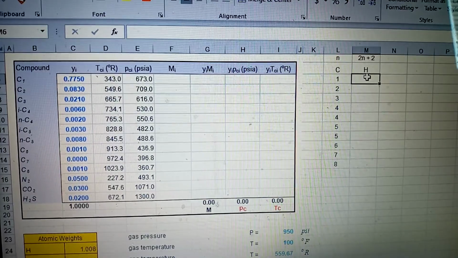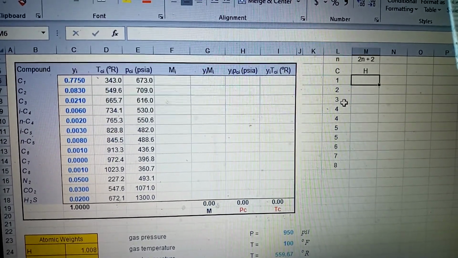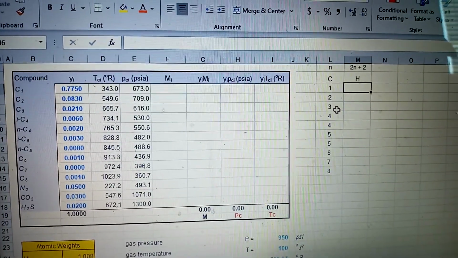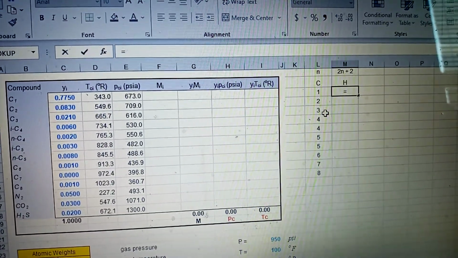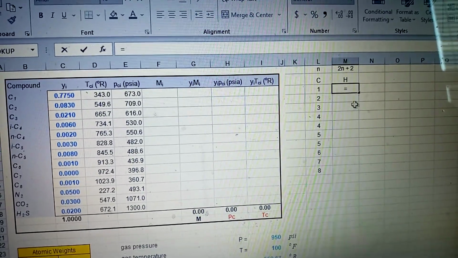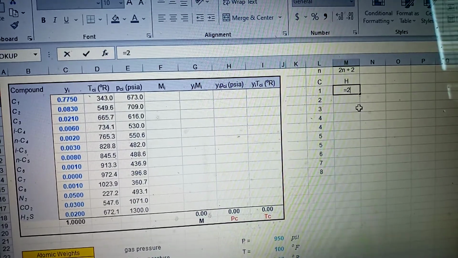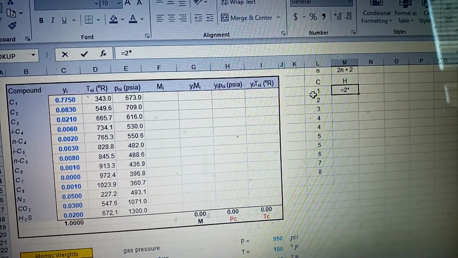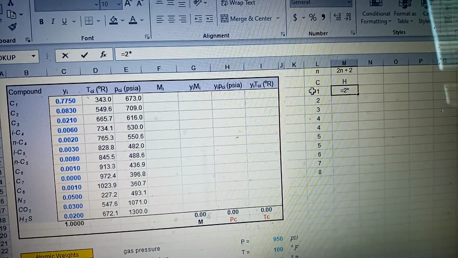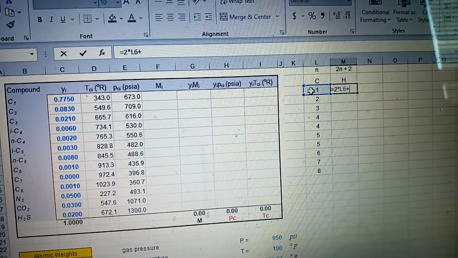So in Excel, you put the formula there. You click on that. To put a formula in Excel, you have to start with equals. So I put equals. Then I do 2 star, that's multiplied by the number of carbon. So I will just click on where to find the number of carbon. Excel will write the reference. So that's the number of carbon plus 2.